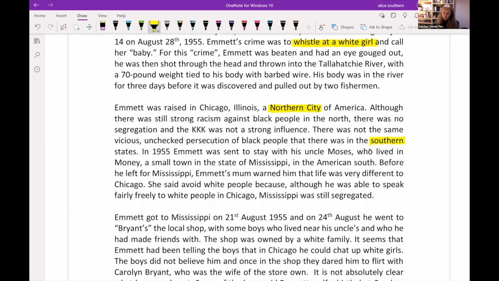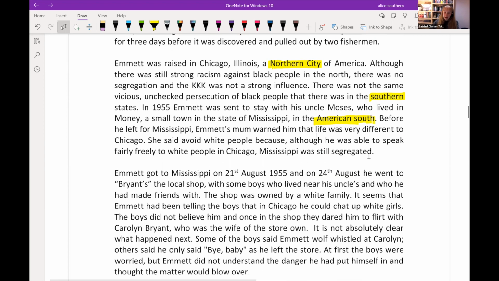So in 1955, he was sent to stay with his uncle Moses, who lived in Money, a small town in the state of Mississippi in the American South. So he goes from this northern town, not unracist, but with no laws against integration and so on, to a southern town. It's completely different, and he would have to behave in a completely different way. Before he left, Emmett's mum warned him that life was very different to Chicago. She said to avoid white people, because although he was able to speak fairly freely to white people in Chicago, Mississippi was still segregated. So he was aware that there were some differences between the North and the South.